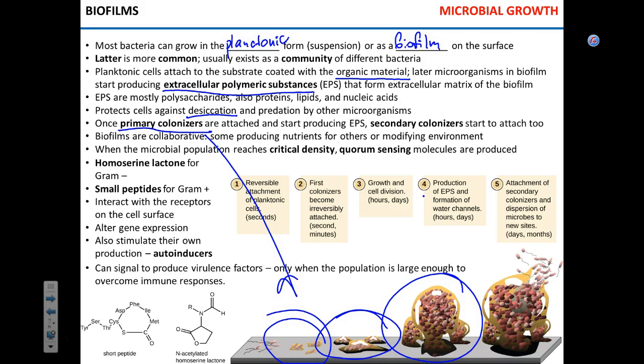It may not be necessarily that all species are in mutualistic relationships, but you're going to find a lot of mutualism in there. Okay? At a certain point, though, you can imagine the biofilm becomes crowded. Can you imagine that? Too many cells.